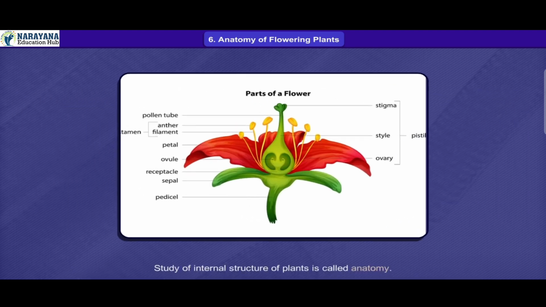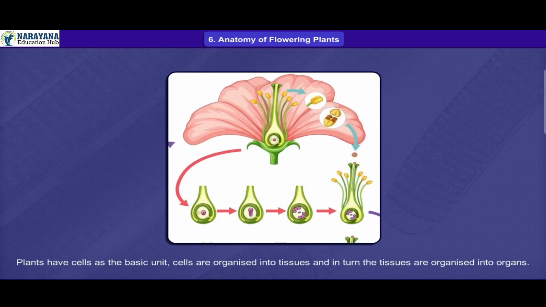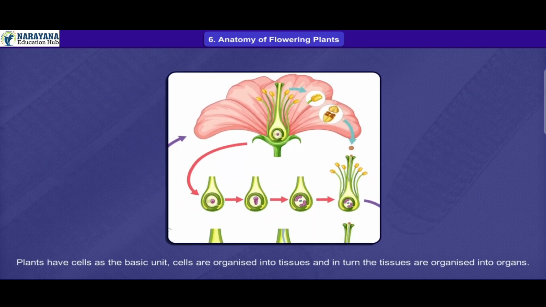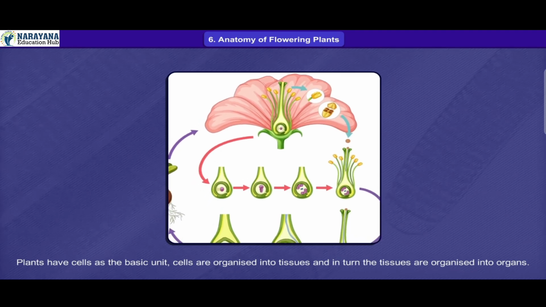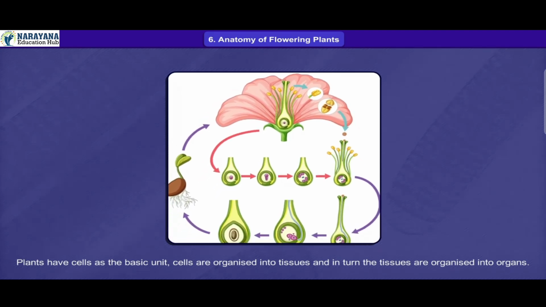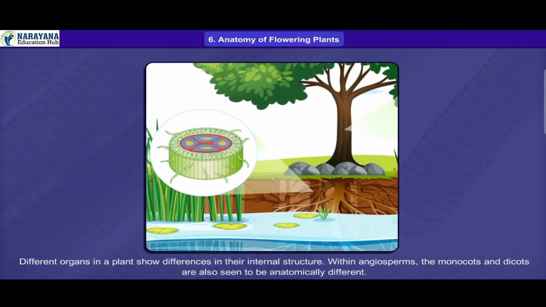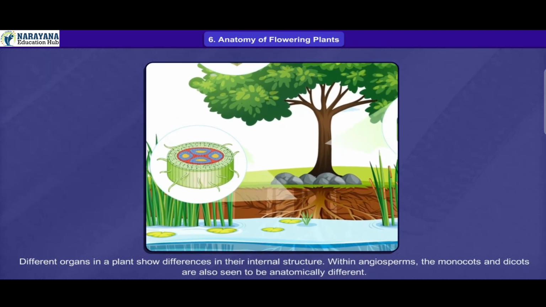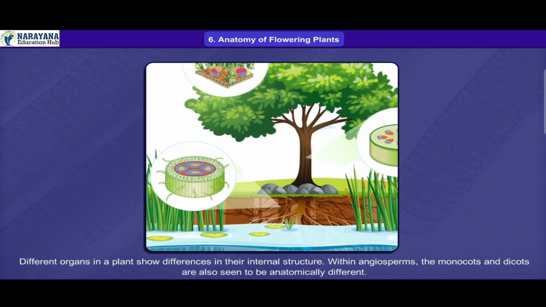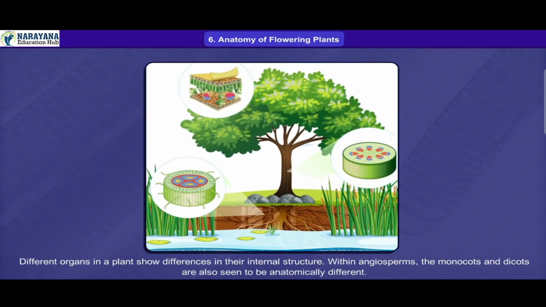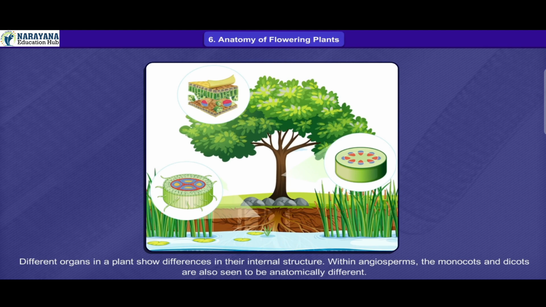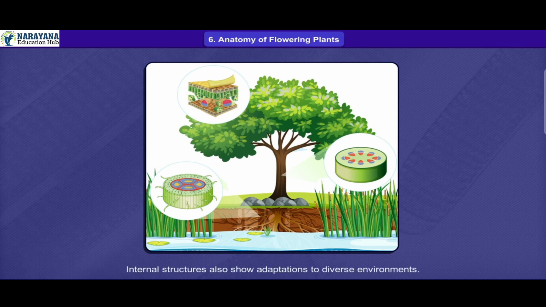The study of the internal structure of plants is called anatomy. Plants have cells as the basic unit. Cells are organized into tissues, and in turn, the tissues are organized into organs. Different organs in a plant show differences in their internal structure. Within angiosperms, the monocots and dicots are also seen to be anatomically different. Internal structures also show adaptations to diverse environments.